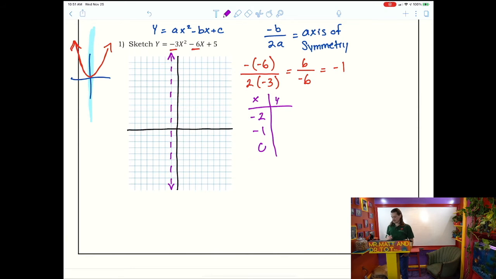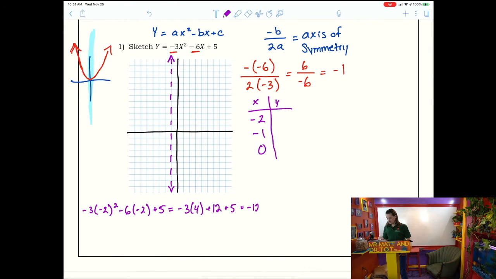Evaluating -2 into this equation, we're going to have -3 times -2 squared minus 6 times -2 plus 5. -2 squared is a +4, so we're going to get -3 times +4. -6 times -2 is going to be a +12, and then we're going to have plus 5. -3 times +4 is a -12, so we're going to get -12 plus 12 plus 5. -12 and +12 will cancel to 0, leaving us with just 5.